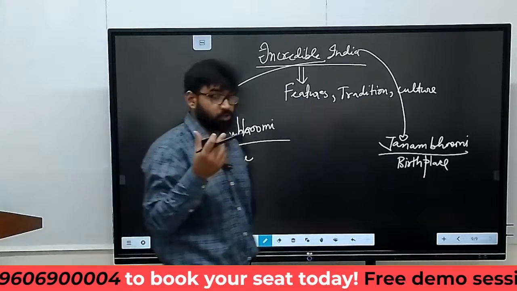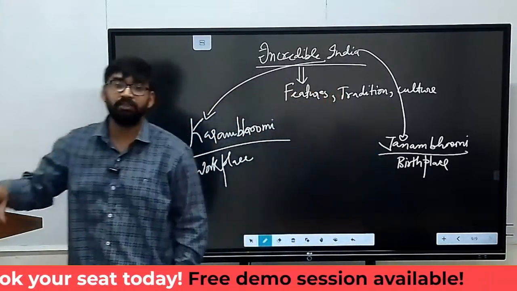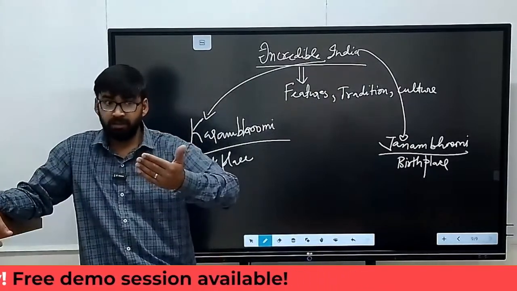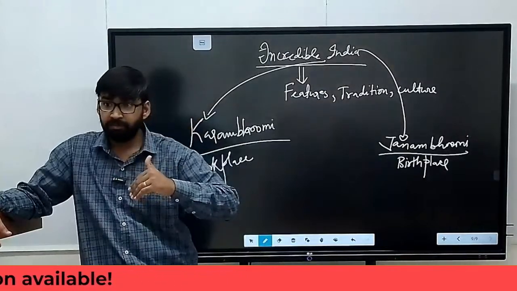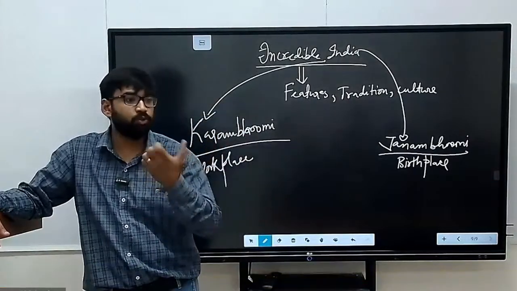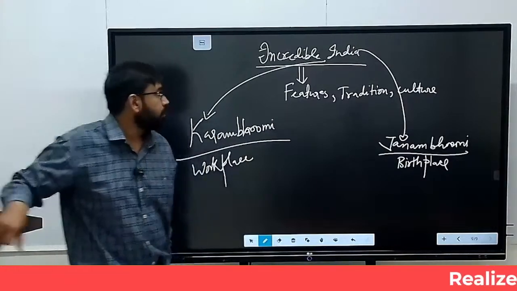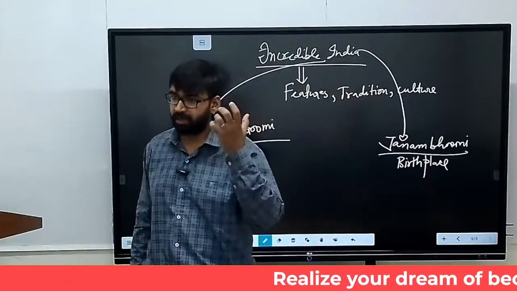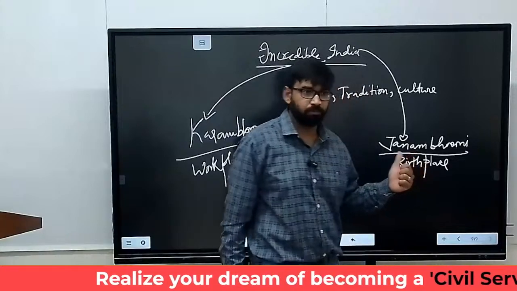So religion is also a part of UPSC. In history, we will also study religion. We will also study about God, how religion changes. Initially, it was Sanatan Dharma, then it became Vedic religion, then it became Hinduism in present times. So how did this evolution take place? Clear? So that is why government uses the term Incredible India.